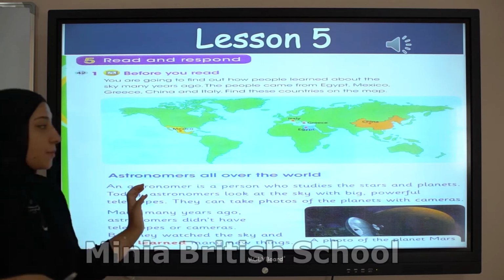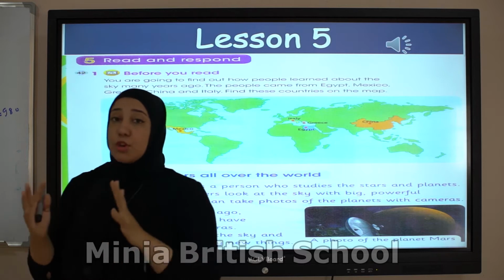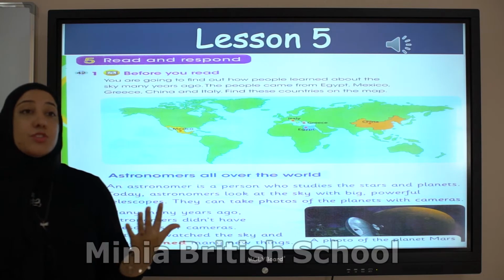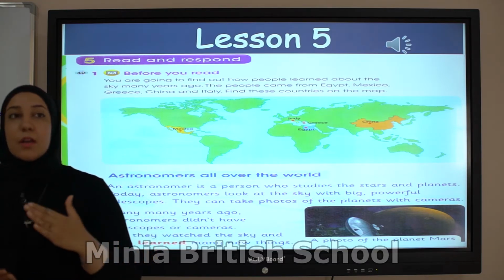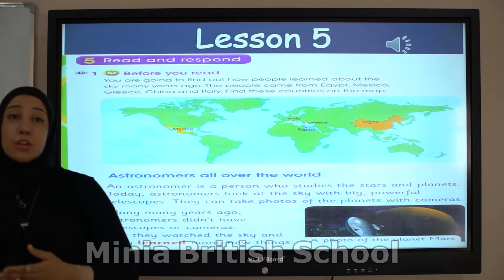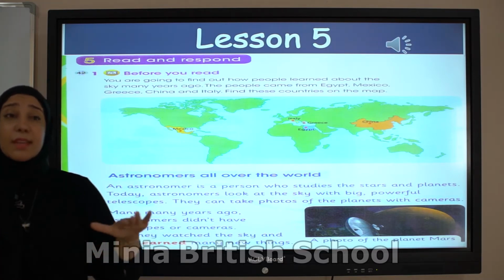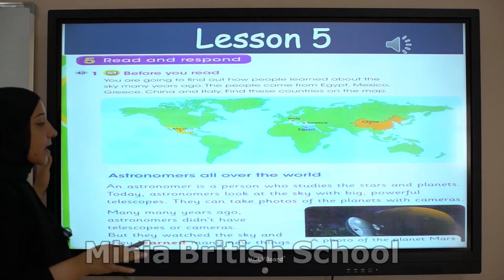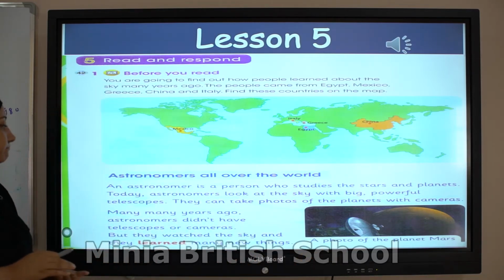What are the telescopes? It's a machine or a tool that the astronomer uses to look at the sky, to study and watch the stars or the planets. If you went before to Cairo Tower, or if you will go to visit Cairo Tower, you will find a telescope there that you can watch Cairo from. Okay. They can take photos of the planets with cameras.